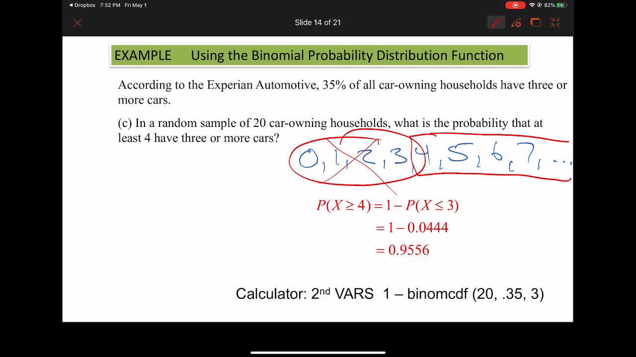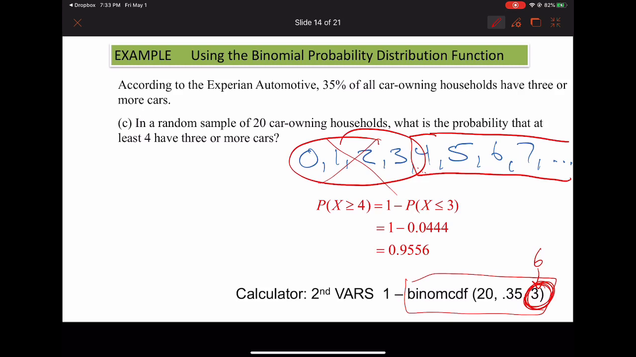My Binomial CDF cannot give me 4 or more, but it can give me 3 or fewer. So I can do the Binomial CDF here, and I can do 1 minus to give me not 3 or fewer. So if I say at least 4 have 3 or more cars, this number can't be 4. So if I said at least 7 had 3 or more cars, this number here would be 6. It would be 1 less than that number. It's really important because it's not 0, 1, 2, or 3.